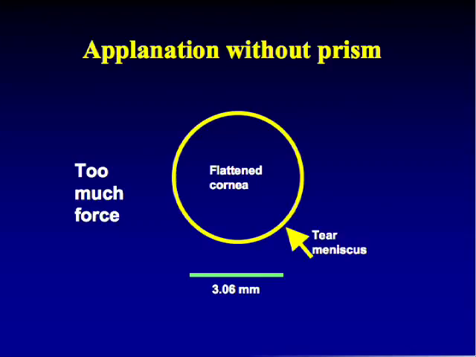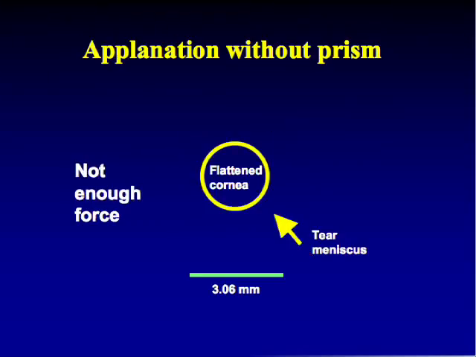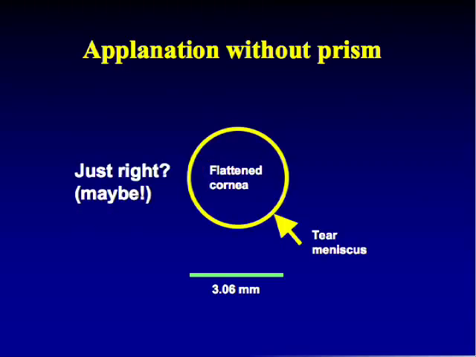Now, imagine trying to do applanation without this split field prism. What you'd have to have in the slit lamp is a little ruler attachment or a reticle, and you'd have to flatten the cornea till you had it just exactly that diameter. Now that one looks like it's probably a little too much force, so then you'd back off, and that's not really quite enough. But there, that looks about right, or maybe not. Is it right or isn't it? Hard to say exactly. So it would be an imprecise measurement.